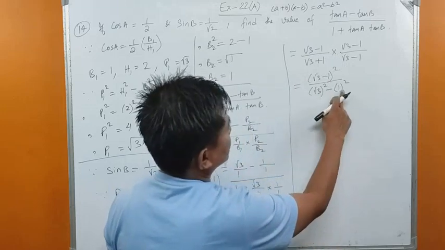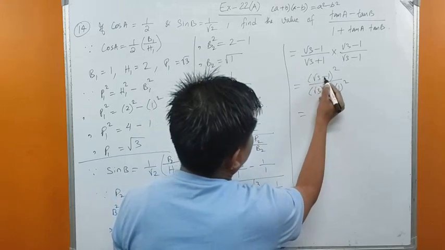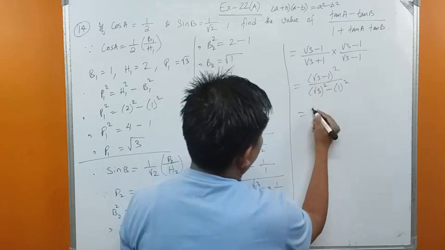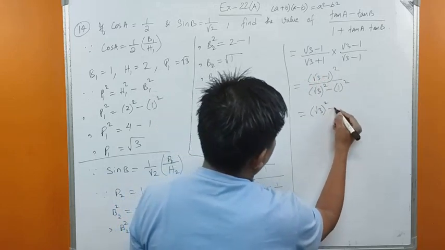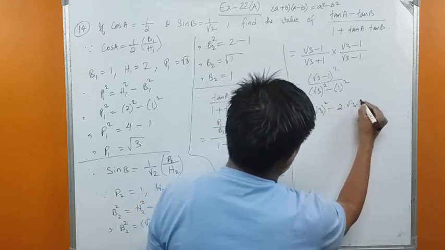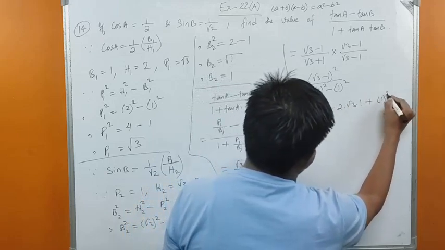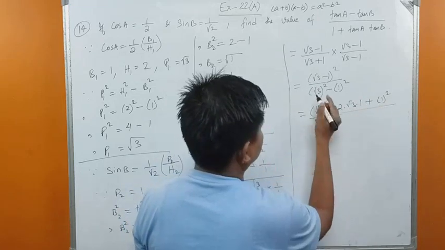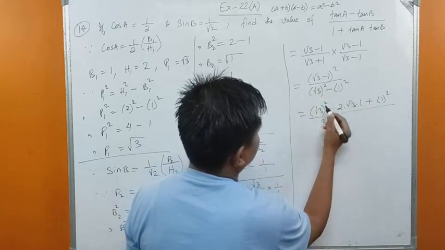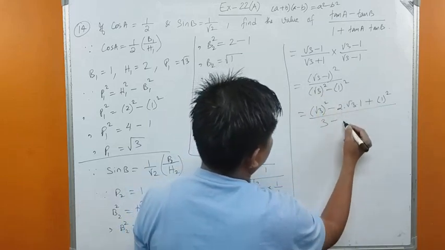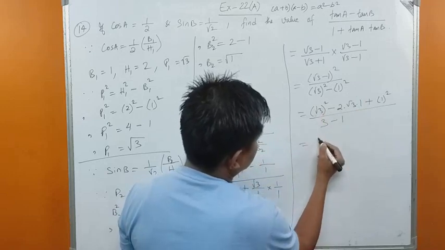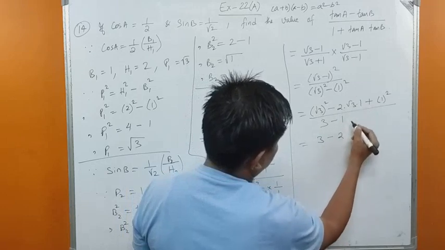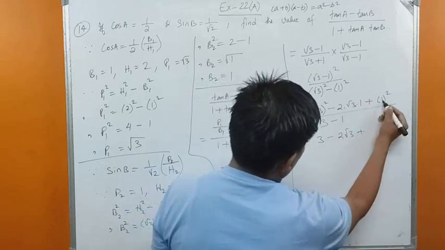A is root 3, B is 1. So root 3 minus 1 whole square. Now A minus B whole squared is A squared minus 2AB plus B squared, isn't it? Now root 3 squared is 3, root 3 into root 3 is 3. Minus 2 into root 3 into 1, plus 1 squared is 1.